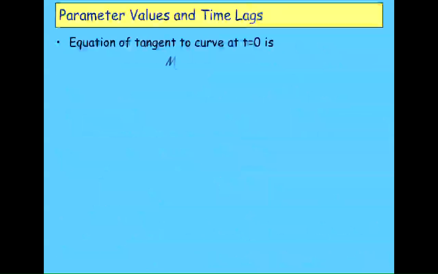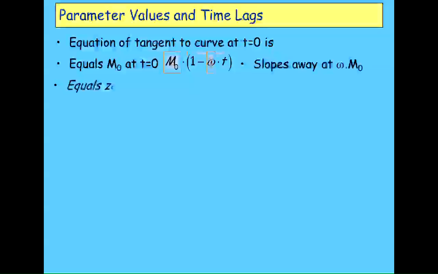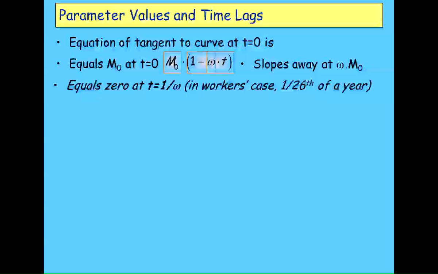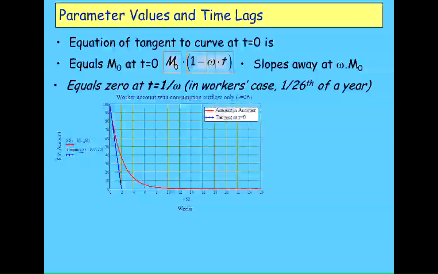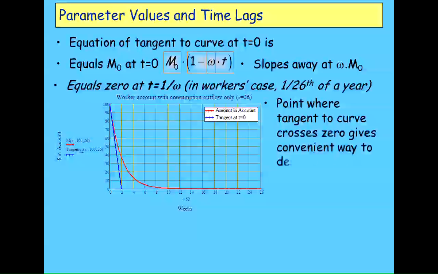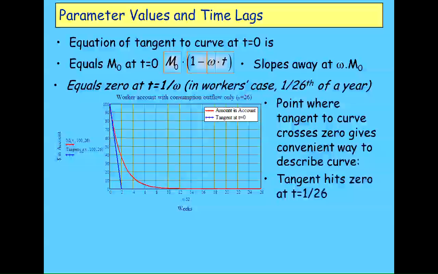Now, this is the equation of the tangent to the curve at time t equal to 0, where the value is 100 at that point. It's sloping away at omega times m0, which is minus 2600. I've shown the tangent slightly more clearly here. You can probably see that one from the back of the lecture theatre. So the point where the tangent of the curve crosses 0 gives you that time constant, which is a convenient way to describe the curve, and the tangent hits 0 at 1/26th of a year.